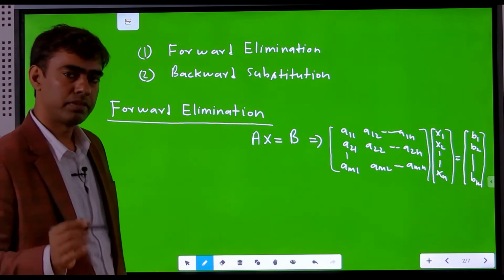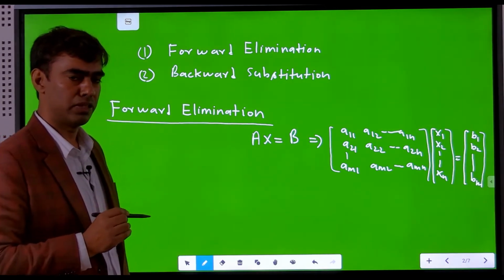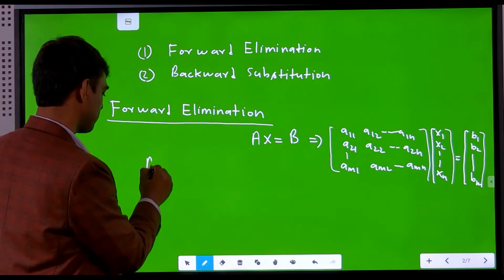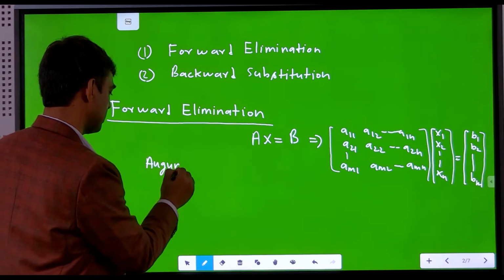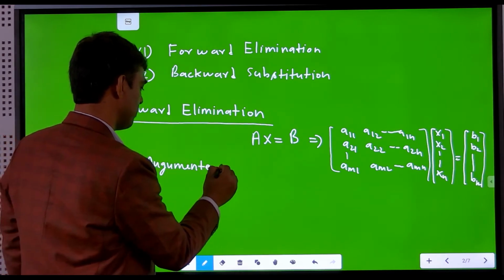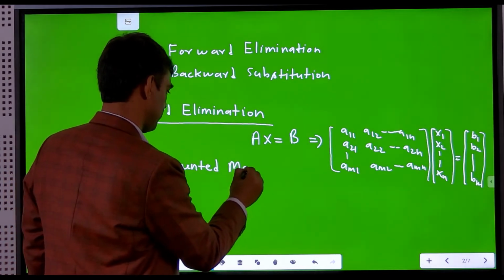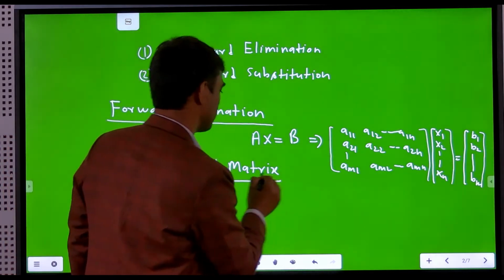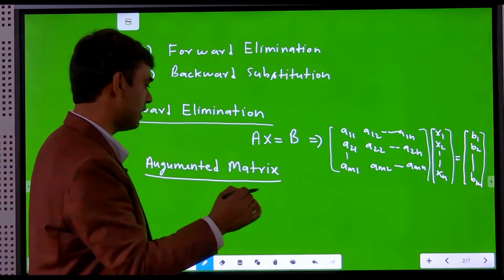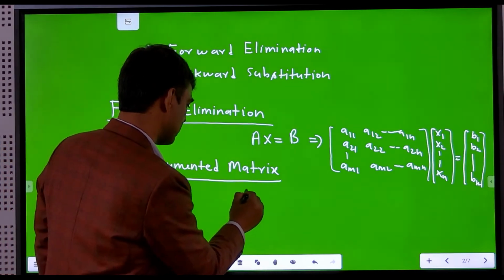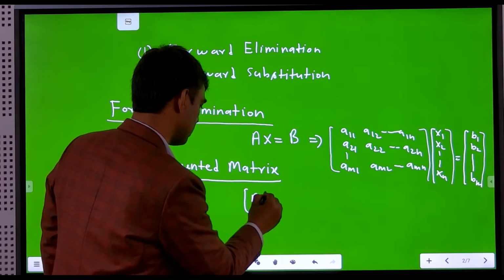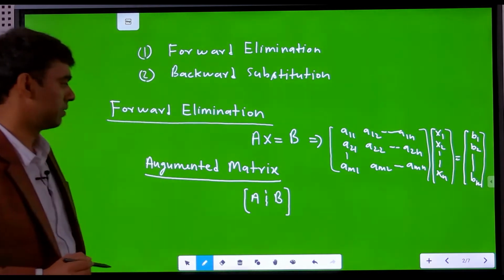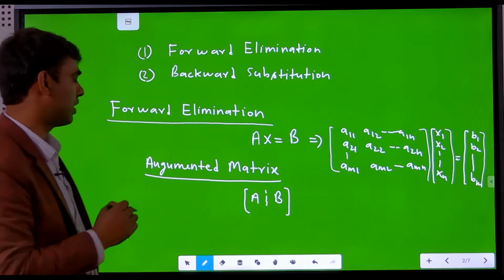Once we write the matrix form of a system of linear equations, then we write an augmented matrix. As we know, what is an augmented matrix? It means a partition matrix A then B. This one is the augmented matrix. Here we define the augmented matrix like this: A, then partition, then we write the matrix B. So, first of all we write an augmented matrix.